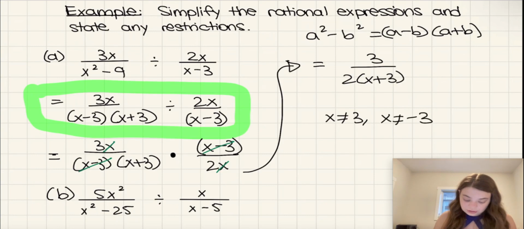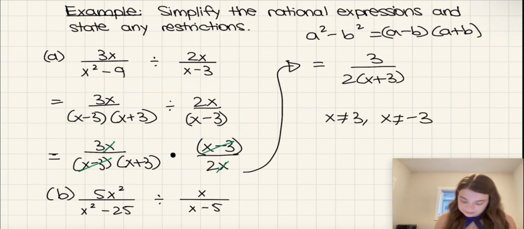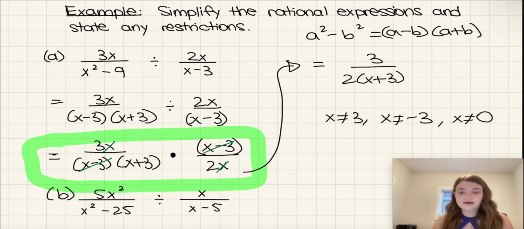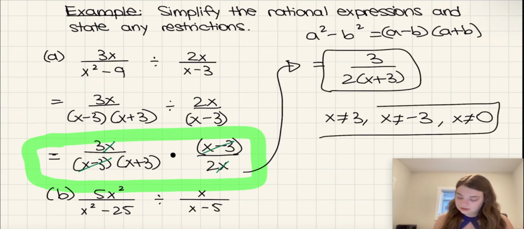And then I'm also going to look at the step after where we flip the fraction. Here, notice that we have 2x in the denominator of our second fraction. So that means x cannot equal 0 either, because that would cause, in this highlighted step, a 0 in the denominator of our second fraction. We can't have that. So there we go. Here is the final answer, and here are the restrictions.